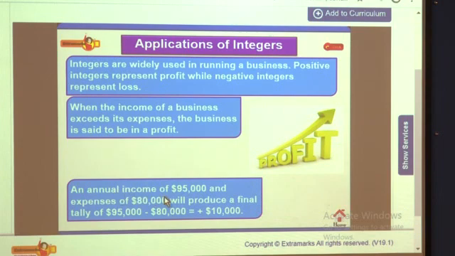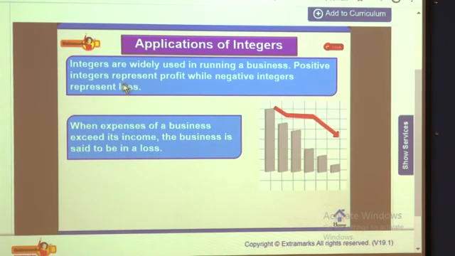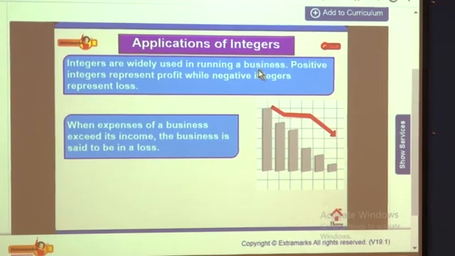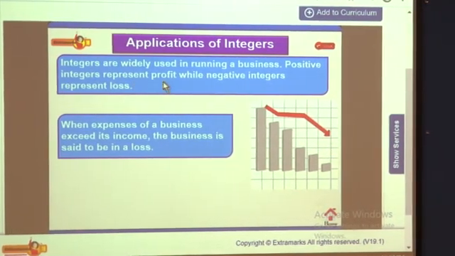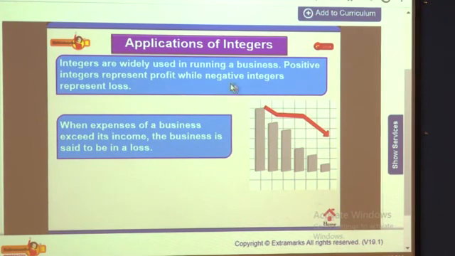An annual income of $95,000 and expenses of $80,000. So what will be the final result? We have to subtract the expenses from the income. So 95,000 minus 80,000 is 15,000, which will be the profit, because everyone tries to do business with a profit. Integers are widely used in running a business, with positive integers representing a profit, while negative integers represent a loss.